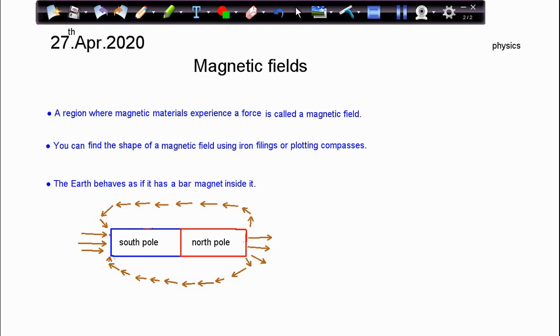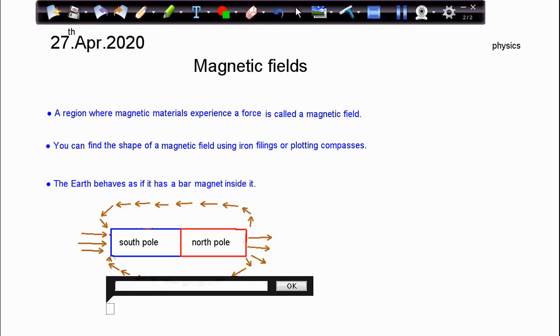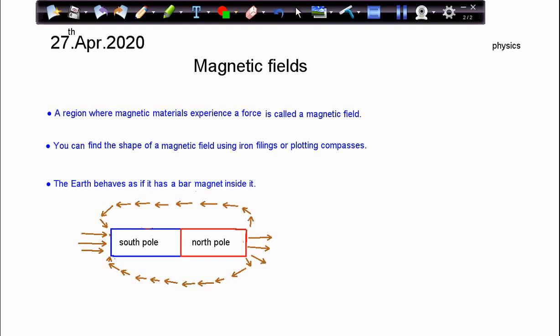So here I drew a simple diagram to show you the North Pole and the South Pole of the magnets. So here the arrows point going from the North Pole to the South Pole. This is called the magnetic field.